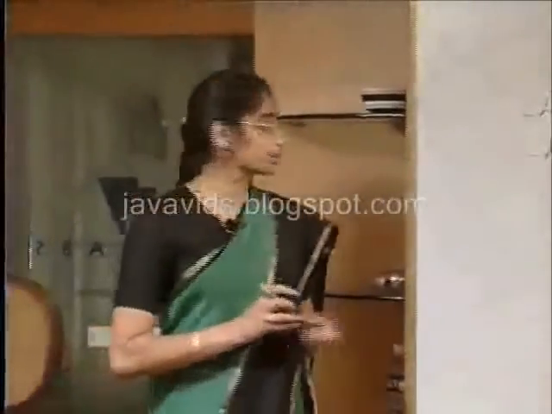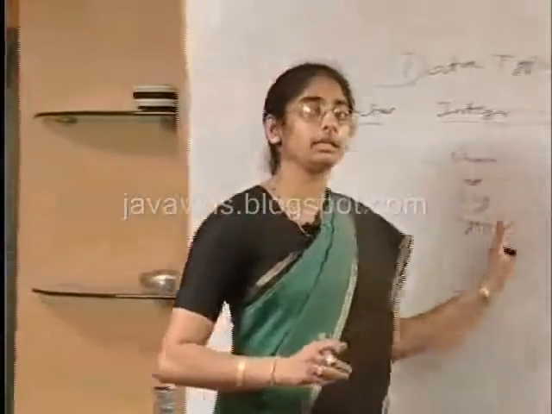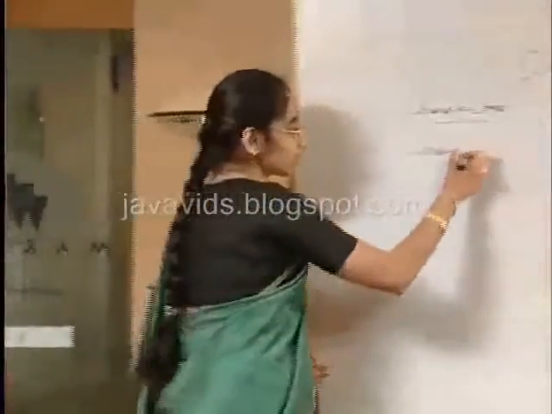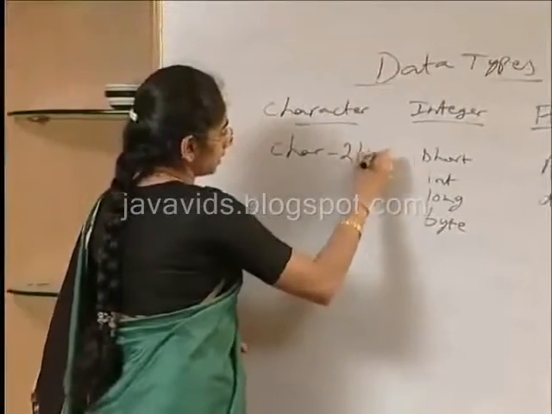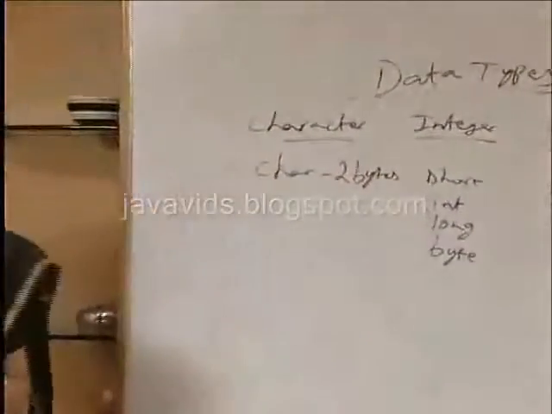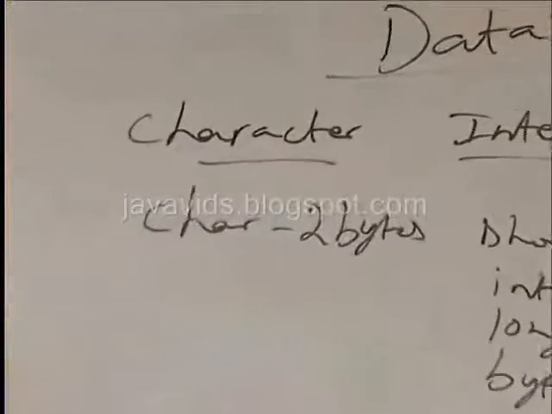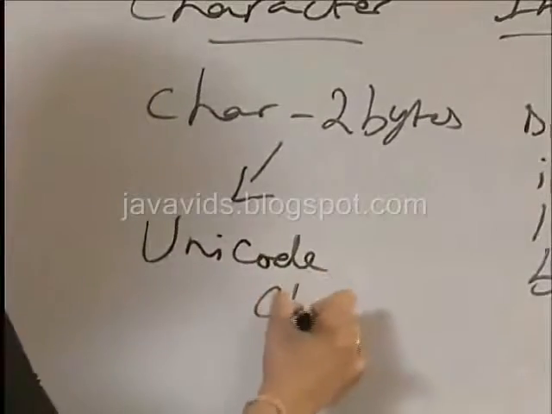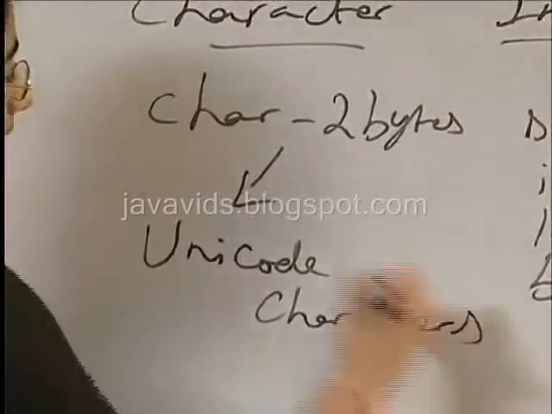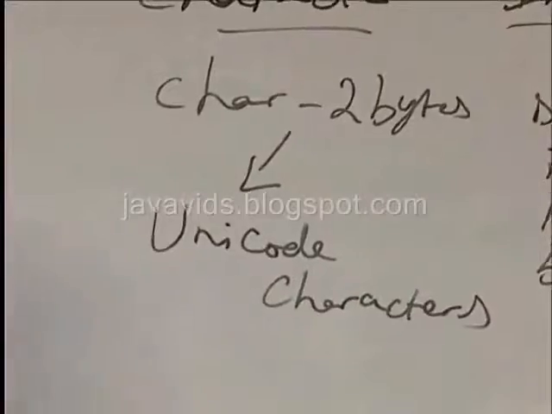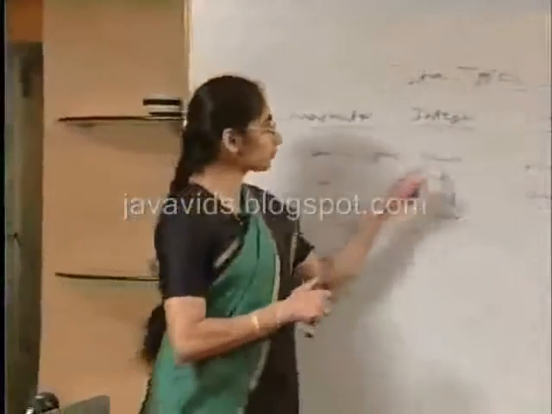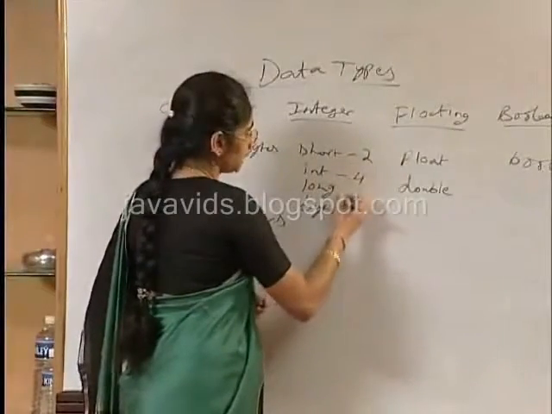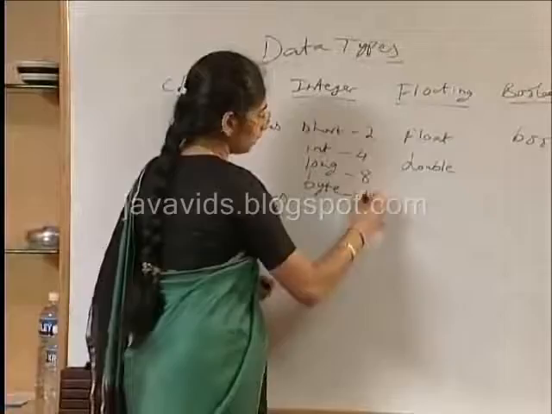Now, according to the JVM specification, all the data type sizes are standard. It does not change across platforms. So, for char, it is 2 bytes. In C, it was 1, but here it is 2 bytes because of the support for Unicode characters, that is, support for all different language characters. Short is 2 bytes, int is 4 bytes, long is 8, and byte is 1 byte.